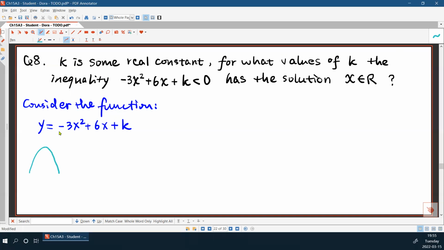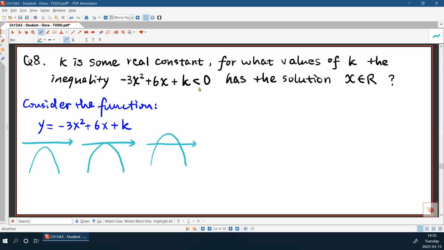And there can be only 3 cases in terms of the relationship between this curve and the x-axis, right? So first of all, it can have no x-intercept. Second, it can have only one x-intercept, right? And third, it can have 2 different x-intercepts, right?